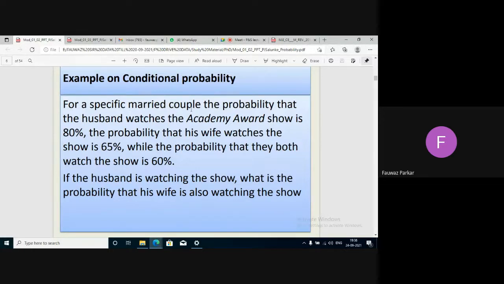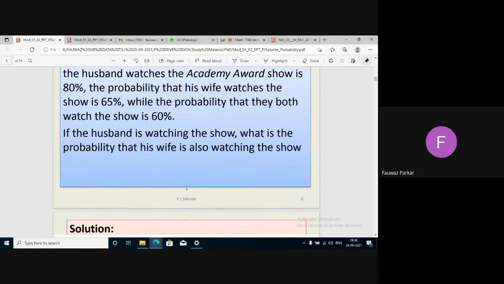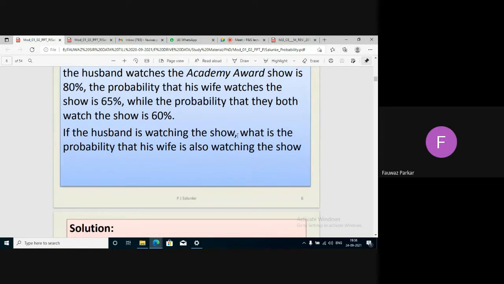For a specific married couple, the probability that a husband watches a particular show is 80%, and the probability that his wife watches the show is 65%. Now these are two independent events. The husband watching the show is independent. The wife watching the show is independent. The probability that both watch the show together is 60%. Fine. If the husband is watching the show, that means a condition has been given.